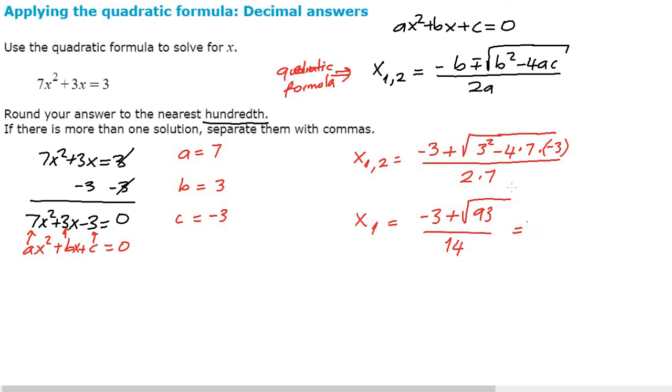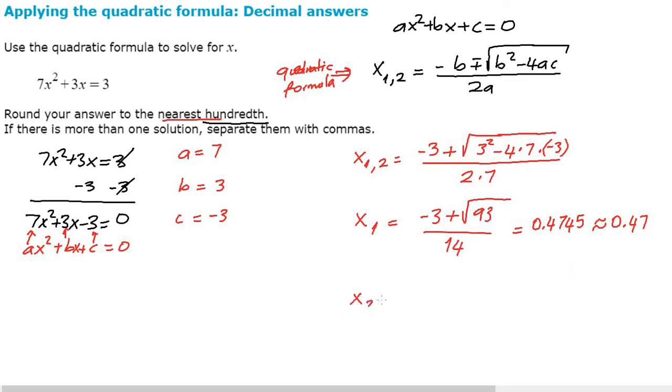So when you use your calculator to solve this expression right here with the needed operations, that's going to end up with 0.4745 and so on. Roughly this is going to be equal to, to the nearest hundredth, which is what it was asking for, 0.47. So this one was the one with the positive sign.